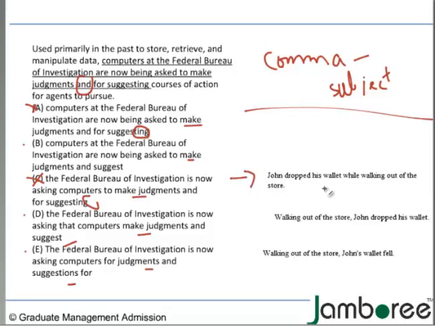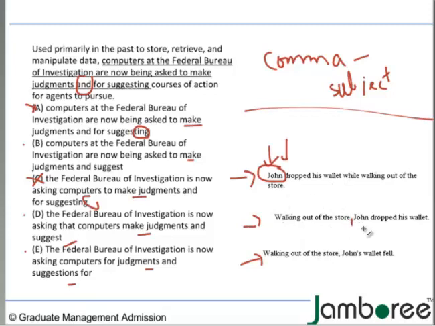First is John dropped his wallet while walking out of the store. Second sentence is walking out of the store, comma, John dropped his wallet. Third is walking out of the store, John's wallet fell, right? So in GMAT, this is the most preferred format where the sentence is starting with the subject, the main doer or the hero of the sentence. This is the most preferred format on the GMAT. If in case the sentence is not starting with the subject, then the subject must come immediately after the comma. Like in this question, walking out of the store.